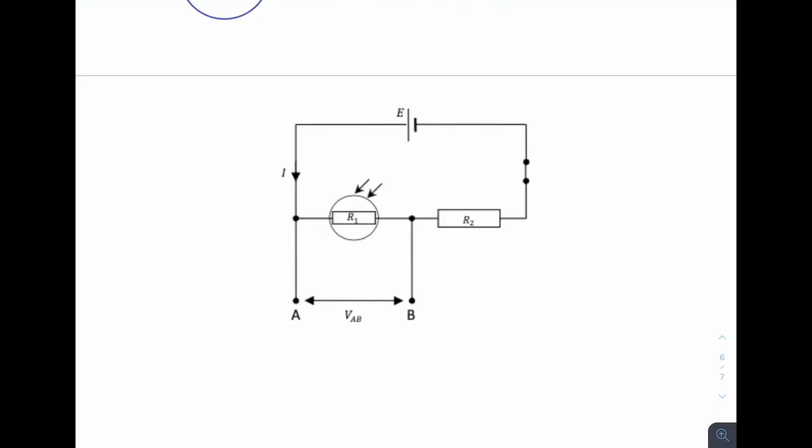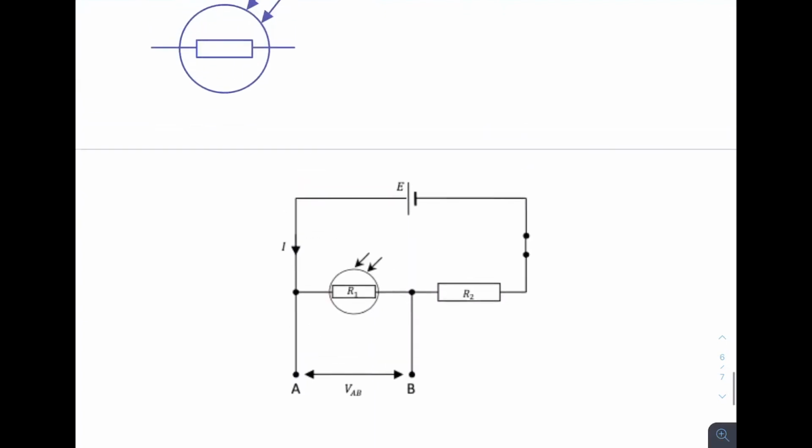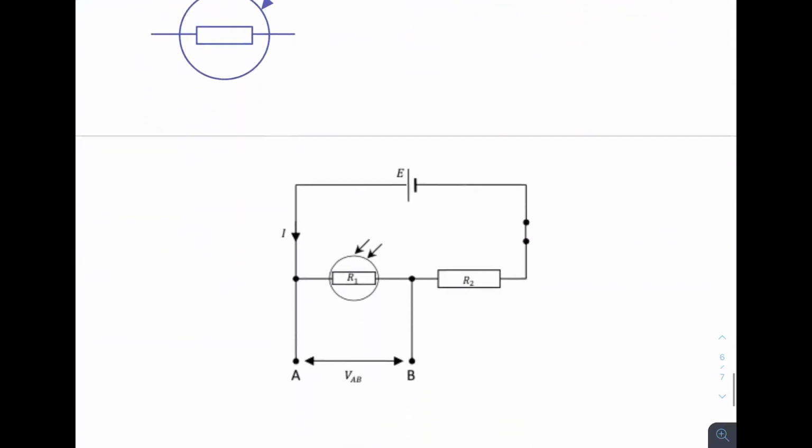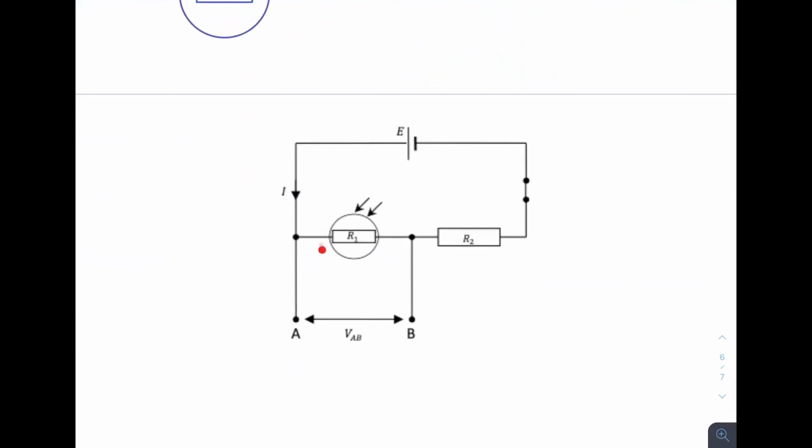A similar voltage control can be designed using a thermistor. A thermistor is short for thermal resistor, here is its symbol, which is a device sensitive to temperature variations. So, replacing the LDR by a thermistor here, we get a simple but practical application such as a fire alarm.